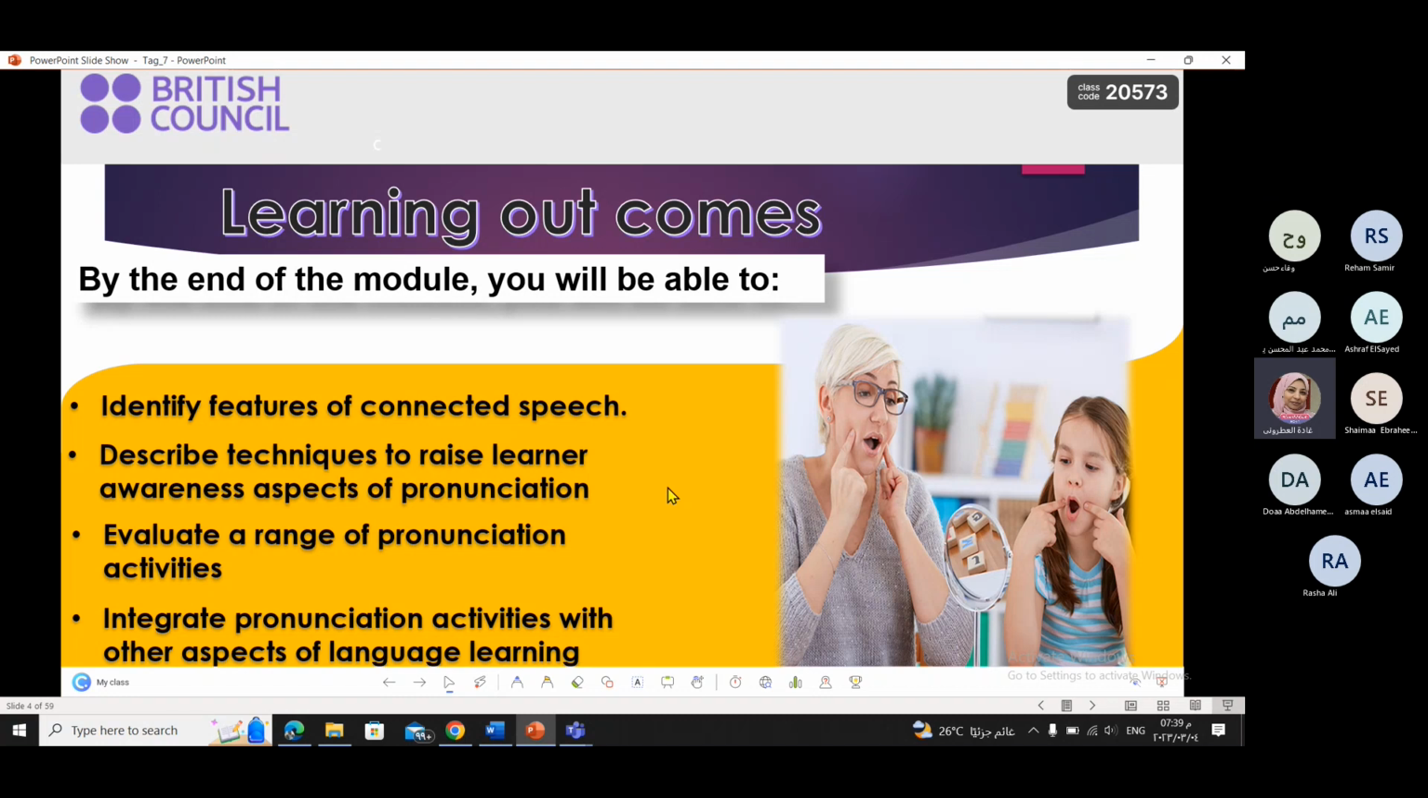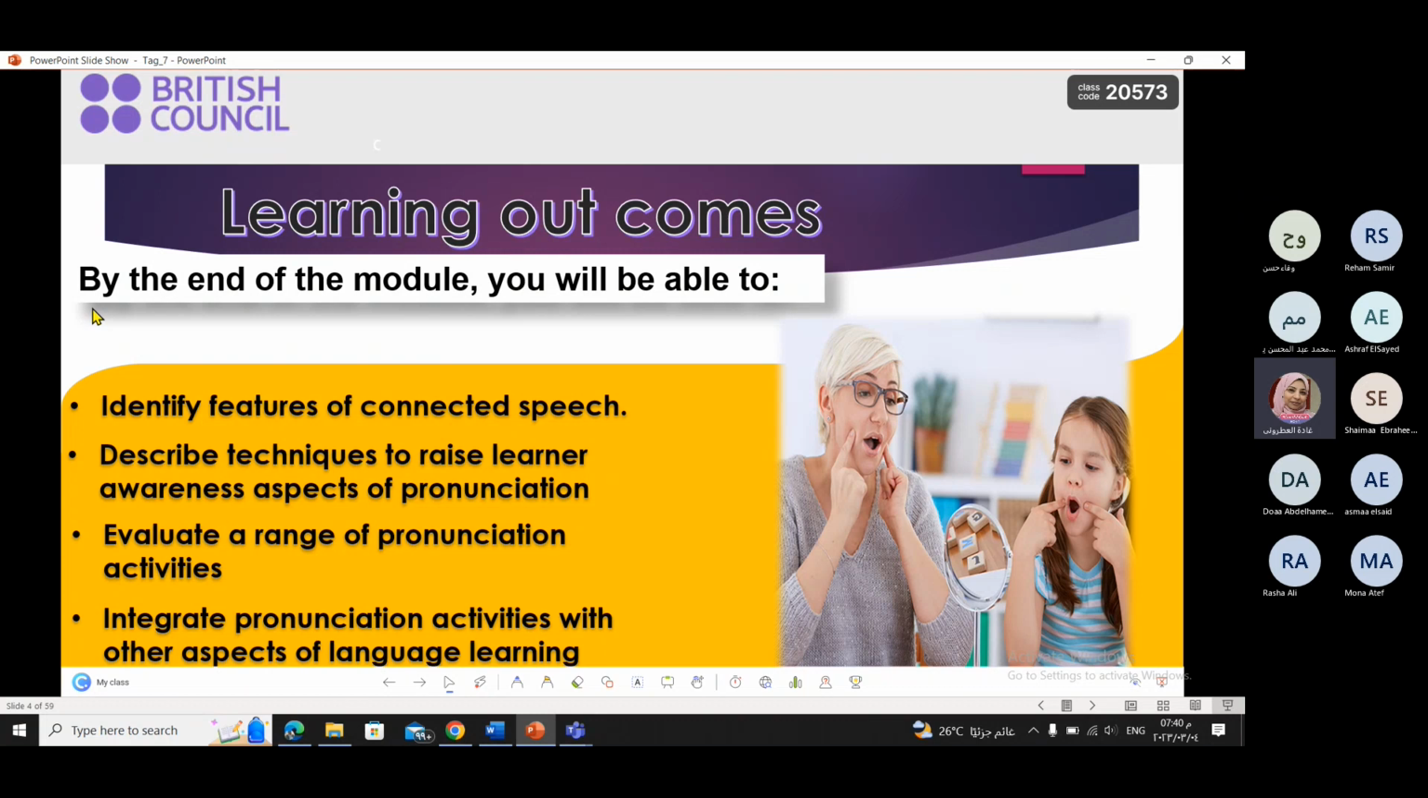How can we teach pronunciation not in isolation from other classes, but integratively, with other English aspects, or with other classes? Either you teach grammar, you teach vocabulary. How can we engage pronunciation? How can we involve pronunciation and not teach it in isolation from other aspects of teaching?